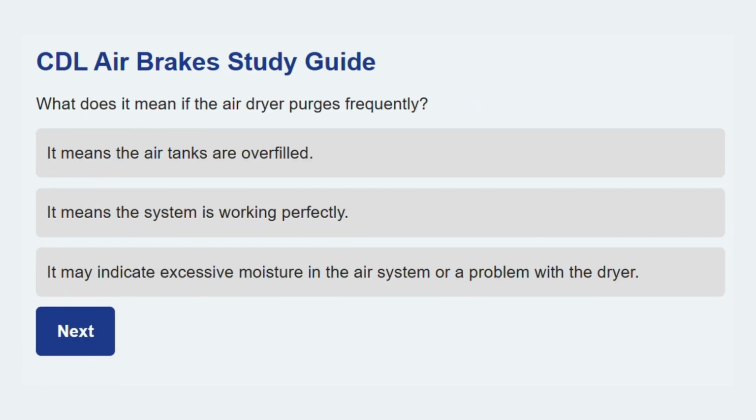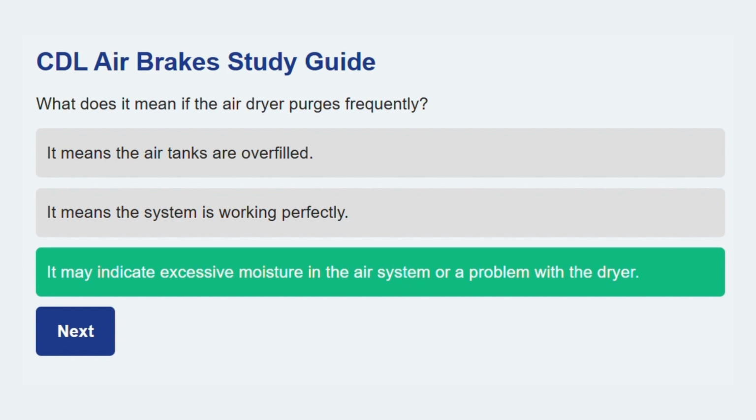Okay, what's next? What does it mean if the air dryer purges frequently? It may indicate excessive moisture in the air system or a problem with the dryer. Frequent purging can mean the dryer is working hard due to too much moisture or is malfunctioning.